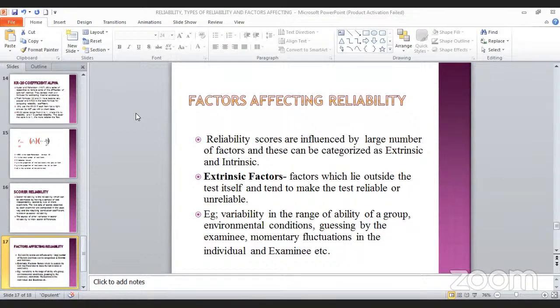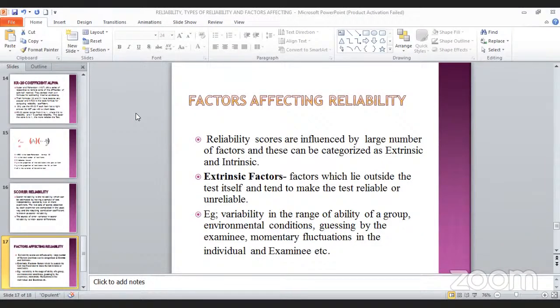And next is guessing by the examinee. Guessing in a test is an important source of unreliability because we are not allowed to make guesswork on the test. Then there are momentary fluctuations in the individual, the examinee. What we mean here is, as an example, take the case of a broken pencil. If you are providing a test to some person and you give a pencil to do the test and the pencil suddenly breaks, it causes a momentary distraction.